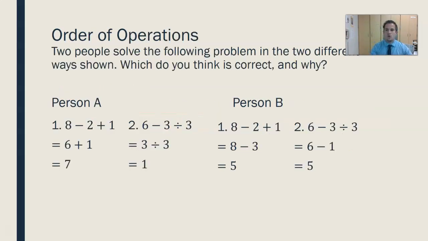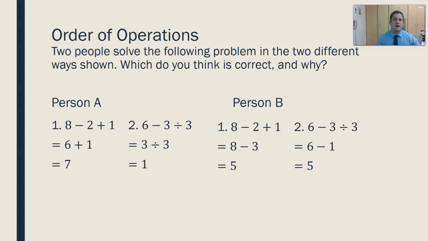So, order of operations. Here are two scenarios I want you to look at. It says two people solve the following problem in the two different ways shown. Which do you think is correct and why? So, here's the first problem. 8 minus 2 plus 1.